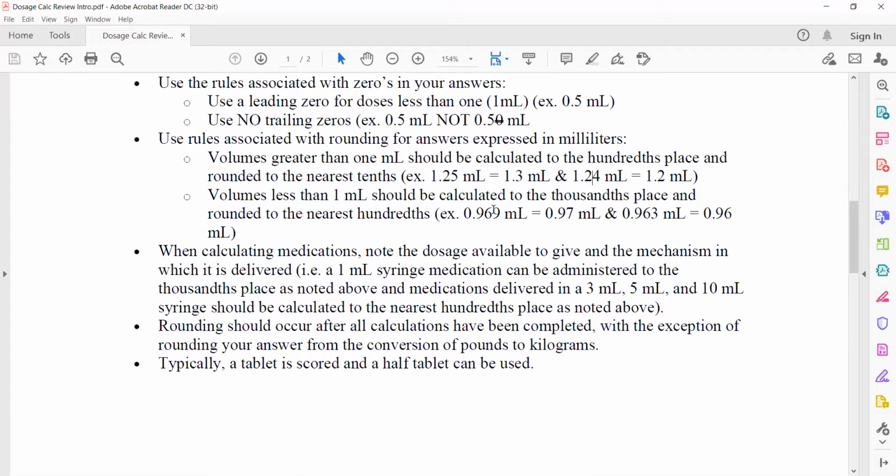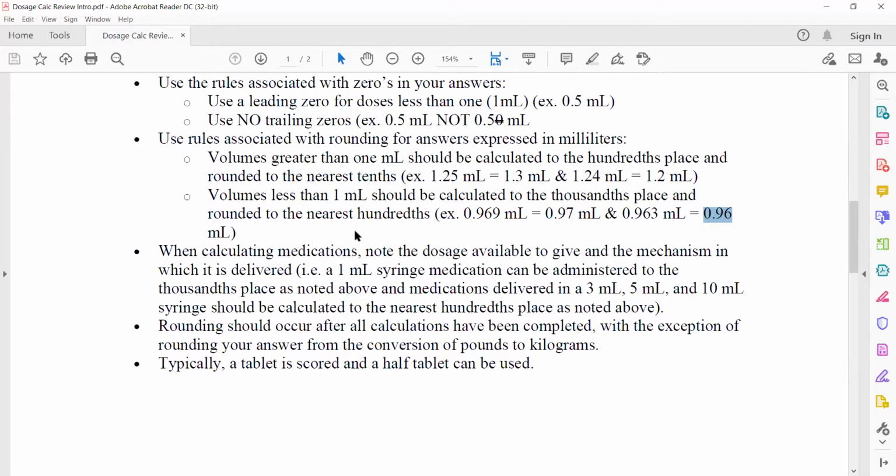If I have a number that's less than 1, so 0 point anything, then I'm going to be rounding to the 100th place, which means I need to look at the 1,000th place to tell me what to do with the 100th place. So with 0.969, that 9 would round the 6 to a 7. That would be your rounded answer, 0.97. And for 0.963, 3 is smaller than 5, so it would stay at 0.96. Notice that I still have this 0 here, and we're kind of breaking the rule of 2. Remember, the rule is to have at least 2 digits in your answer. So here we have 3.